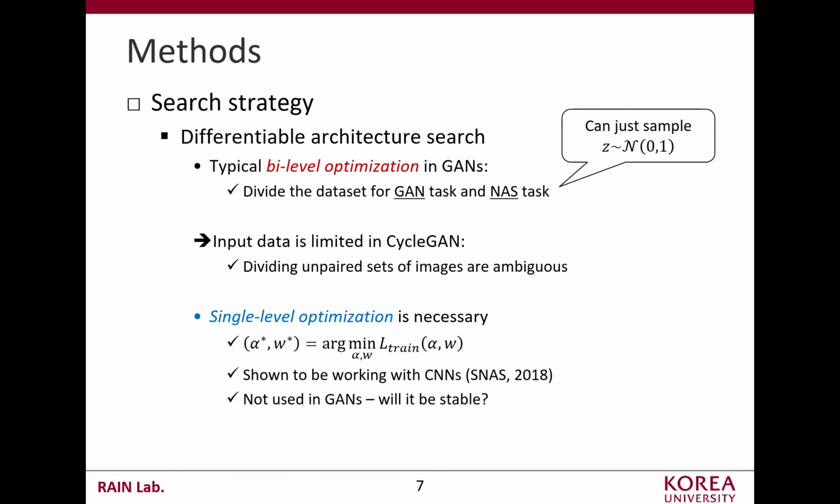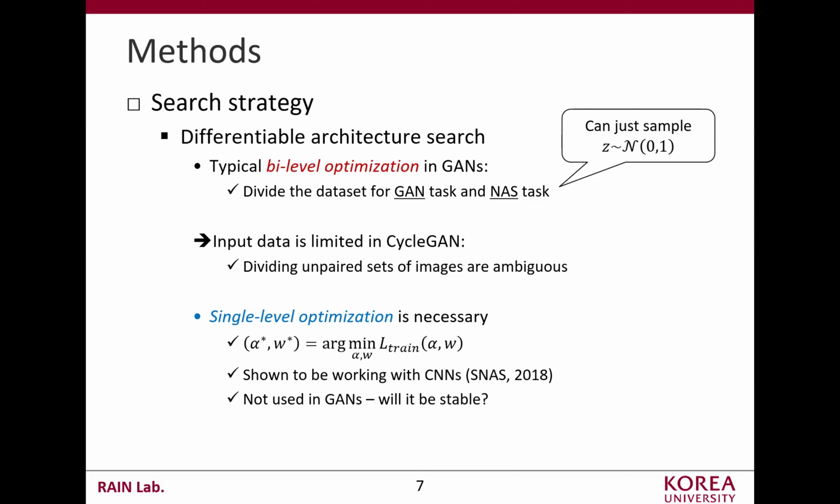And we chose a search strategy called differentiable architecture search. Typical bi-level optimization for GANs has been proposed, but it's not directly applicable to CycleGANs, because dividing the dataset for GANs is easy, since for the GAN task and NAS task they can just sample the noise, but CycleGANs have finite inputs, so it's difficult to divide. If you just give half and half to the NAS and CycleGAN tasks, or maybe you can give more data to the CycleGANs. So it's important to divide the datasets.